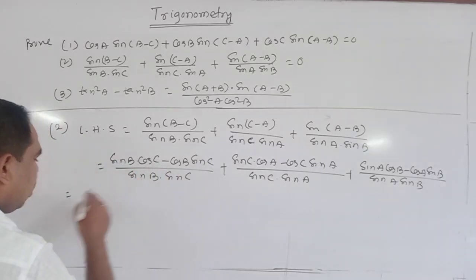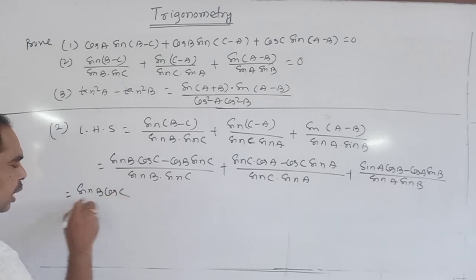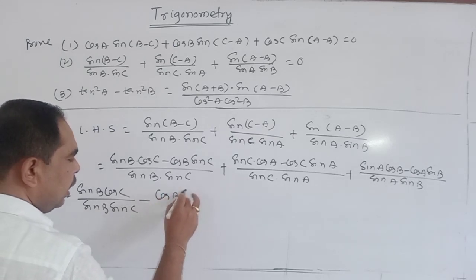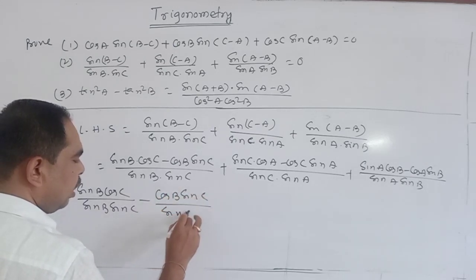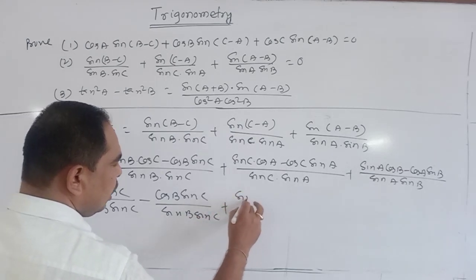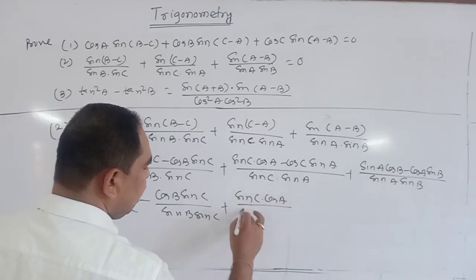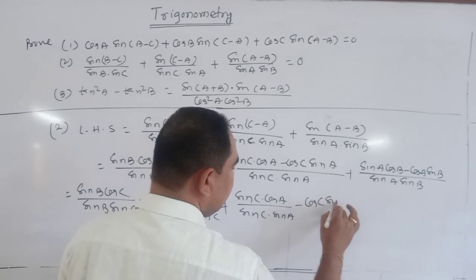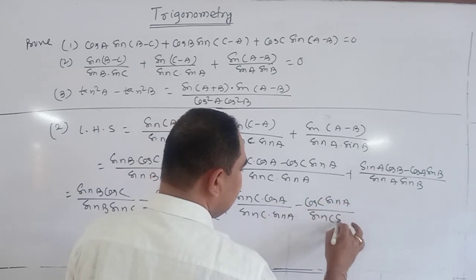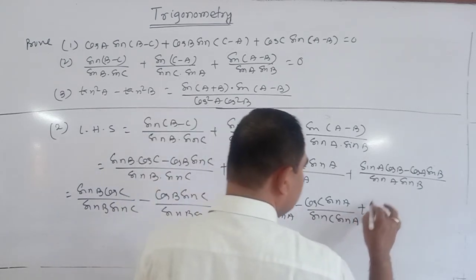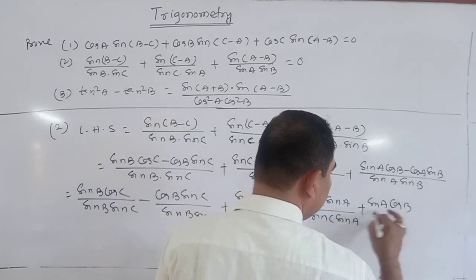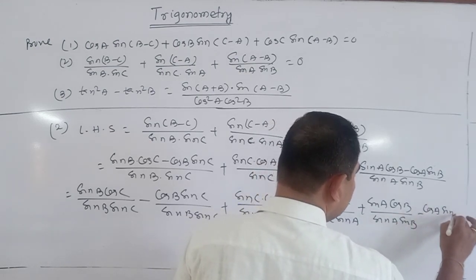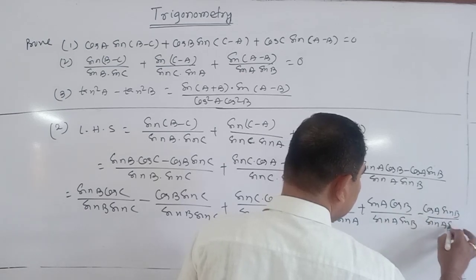तो दिस इज सेपरेट कर दियो, sin B into cos C by sin B into sin C minus cos B into sin C by sin B into sin C plus sin C into cos A by sin C into sin A minus cos C into sin A by sin C into sin A plus sin A into cos B by sin A into sin B minus cos A into sin B by sin A into sin B.